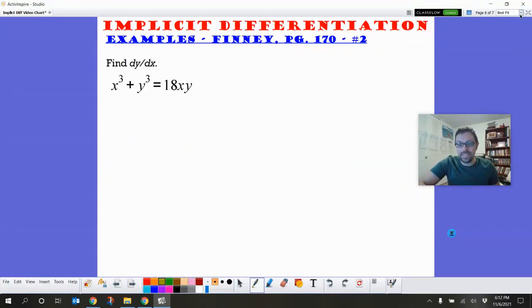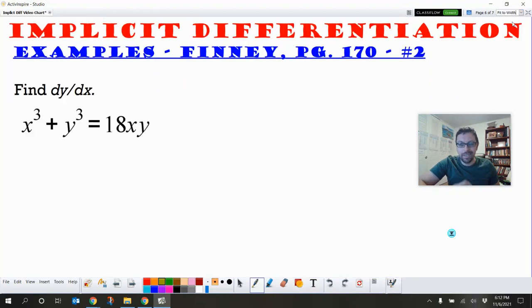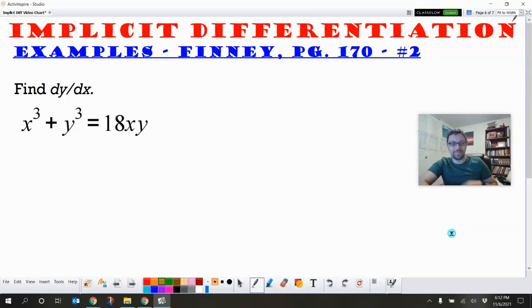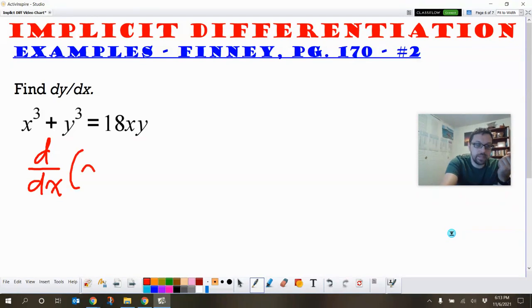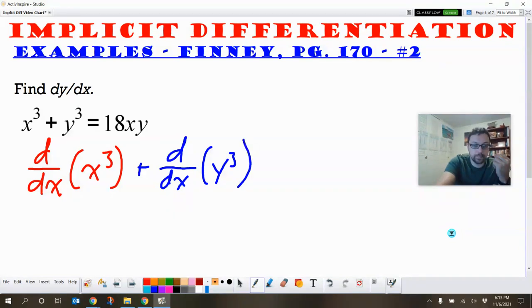So we want to find dy/dx. Getting that dy/dx by itself is going to be a little bit of a bear. So what I like to do, especially if I'm a little nervous about my differentiation, is write out what I'm doing. I'm looking for d/dx, the derivative with respect to x of x cubed, plus the derivative with respect to x of y cubed, which equals the derivative with respect to x of 18xy.